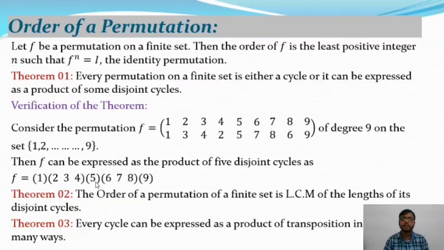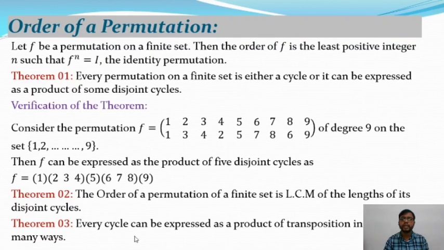That means F can be expressed as a product of 5 disjoint cycles. So the LCM of the lengths of these 5 cycles is equal to 3. So the order of the above permutation is 3. And after that we will talk about the third theorem on the order of a permutation.